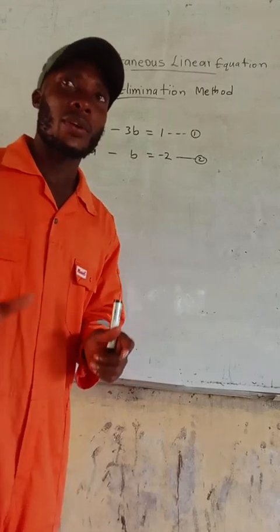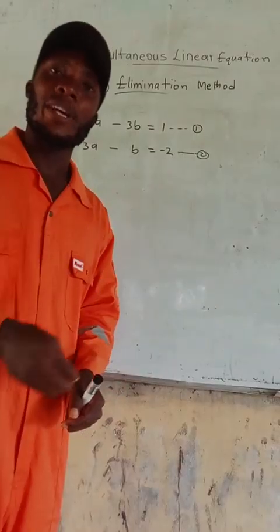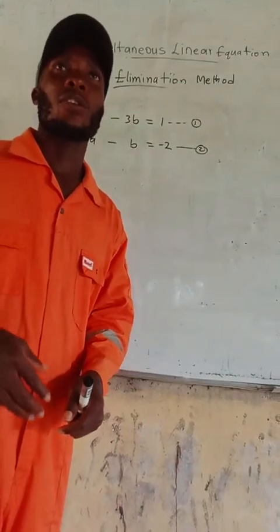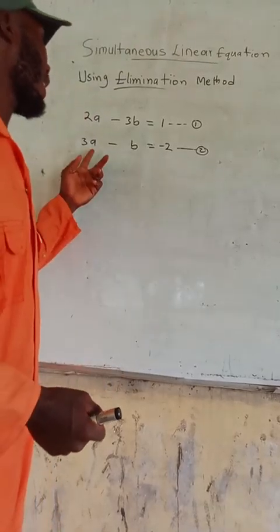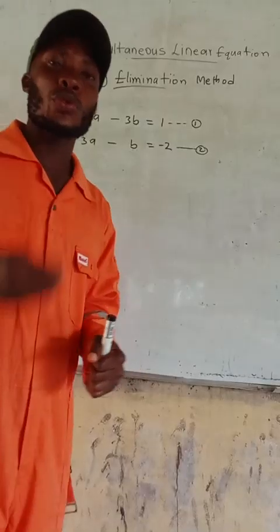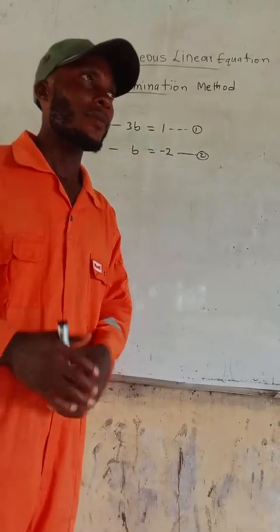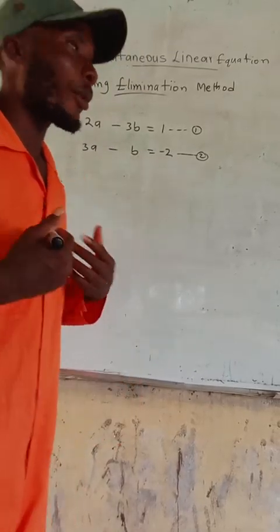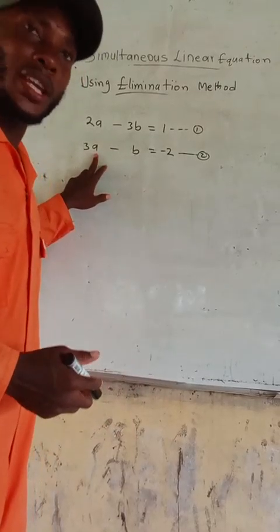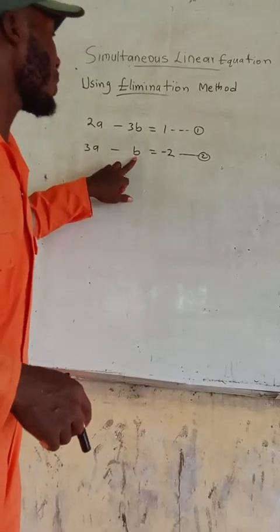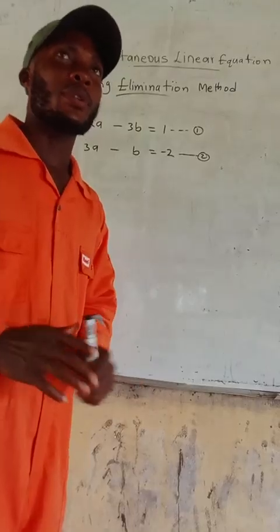The next thing you consider is the choice of the alphabet you want to eliminate first. You have to choose one of the alphabets. We have two alphabets here, A and B. So you choose one of them to eliminate first. In this class, I'm going to choose A. You can decide to choose B to eliminate first. So this is how we do it.